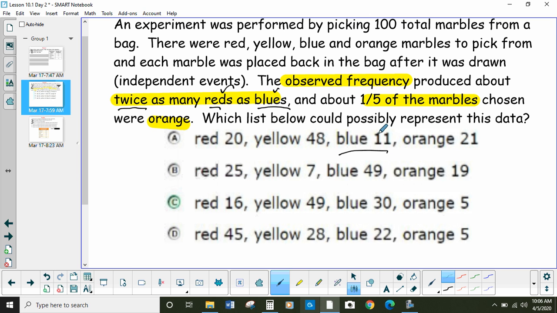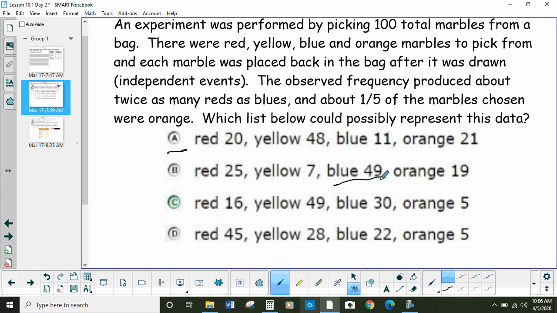So for blue, if I double that, I'd get 22 for blue. Look at the reds. Is that about 22? Pretty close. It could be A, because there's about twice as many reds as there are blues. Okay, so far we know it could be A, maybe A. Let's take a look at B.